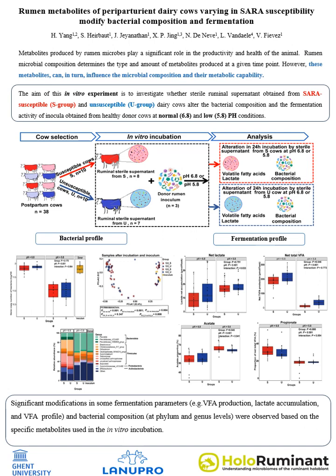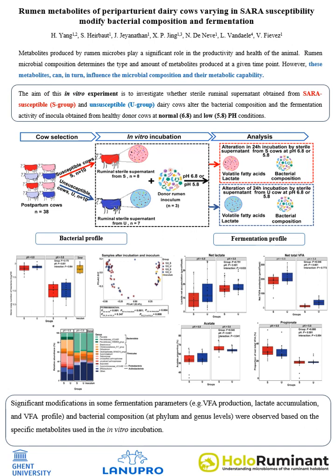at both pH after incubation. However, we also observed changes in the relative abundance of some of the bacteria at phylum and genus level. Briefly, lower relative abundance of Firmicutes, uncultured Ruminococcaceae, Lachnospiraceae, and Mogibacterium, as well as a higher relative abundance of Prevotella, was found in sterile supernatant from SARA susceptible cows compared to SARA unsusceptible cows, irrespective of pH.